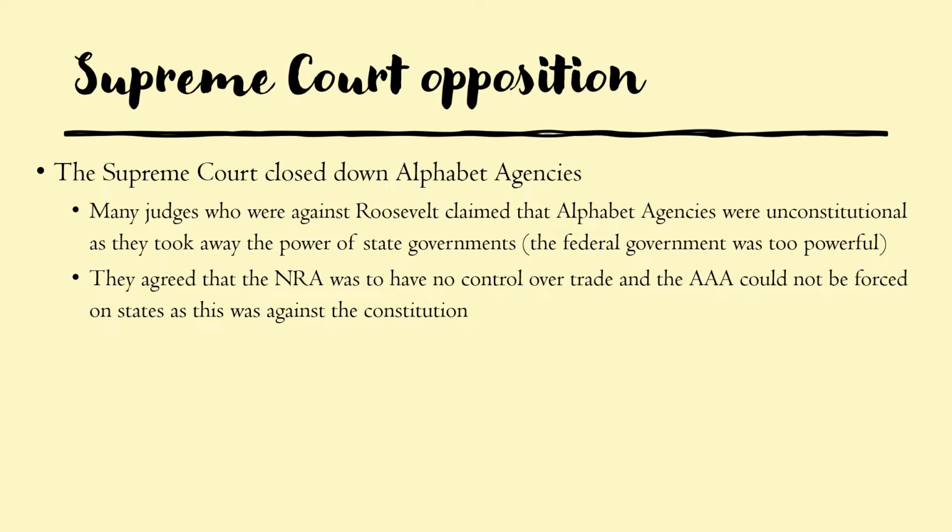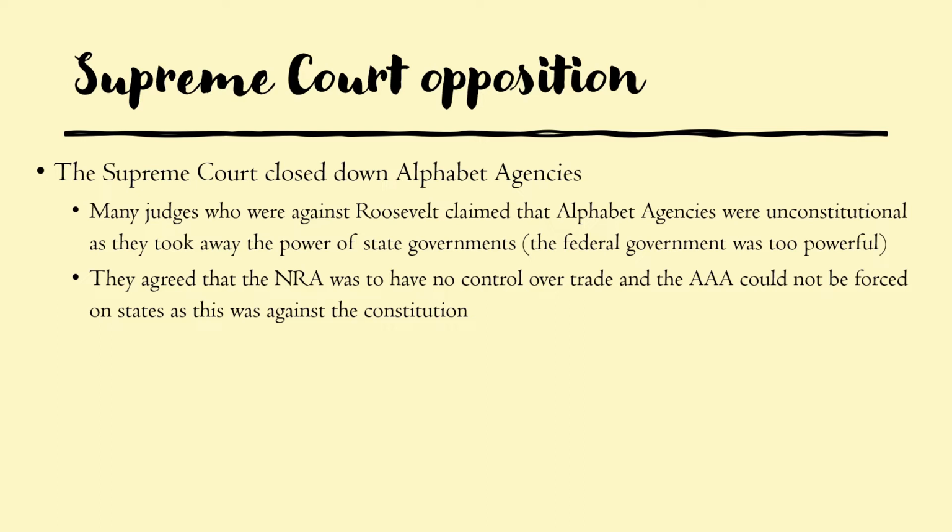So a lot of the judges on the Supreme Court at the time Roosevelt was in power were sympathetic to the Republicans, and this meant that they were against lots of Roosevelt's New Deal ideas, especially alphabet agencies. For example, they said that alphabet agencies were unconstitutional. They wielded too much power over the state governments, so state governments weren't able to rule and decide ideas for themselves.